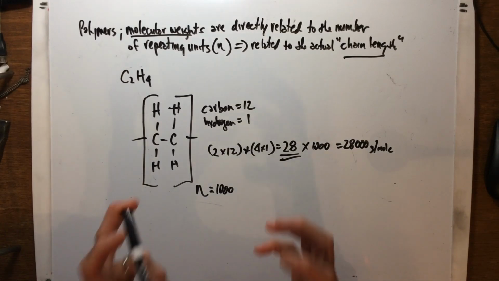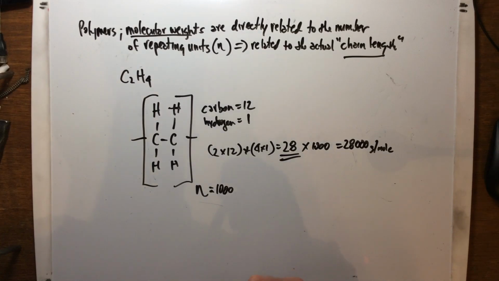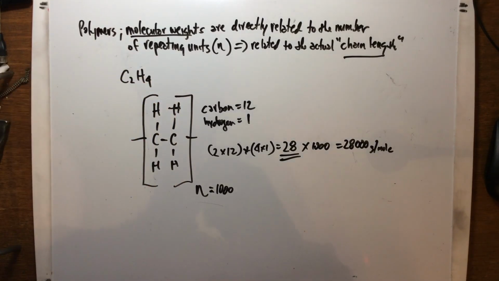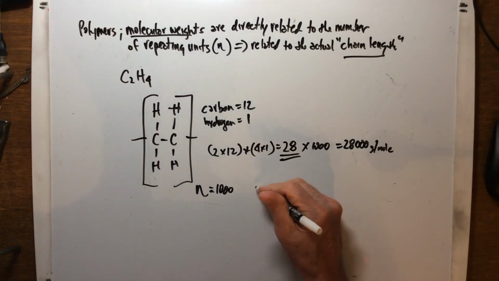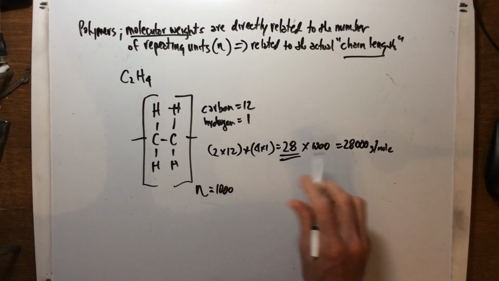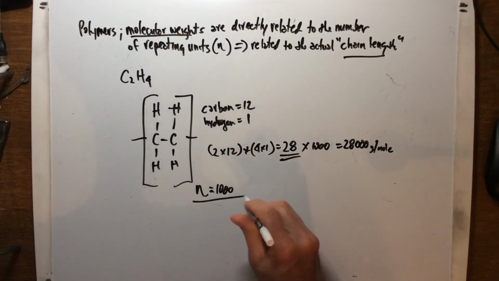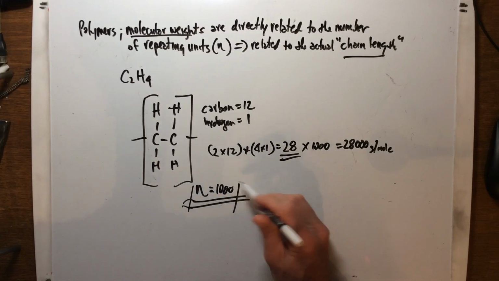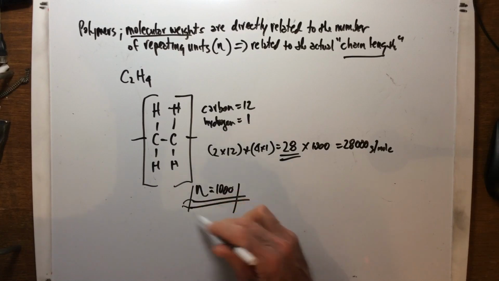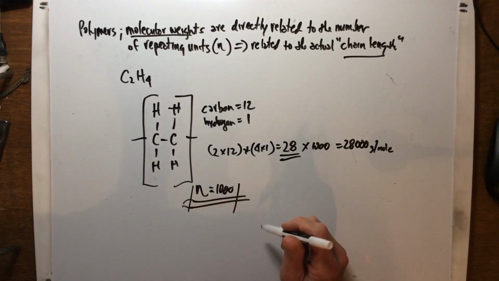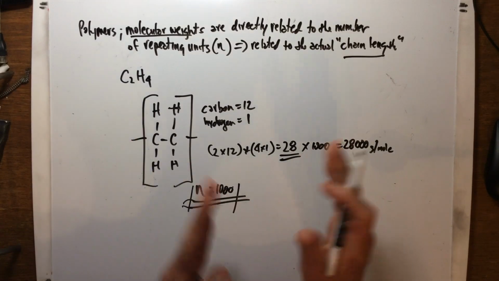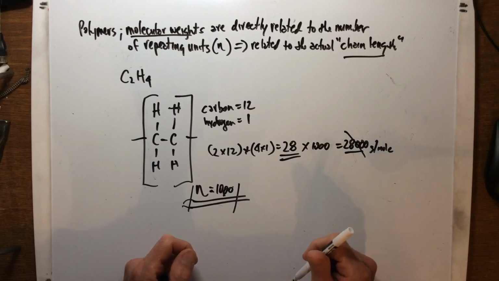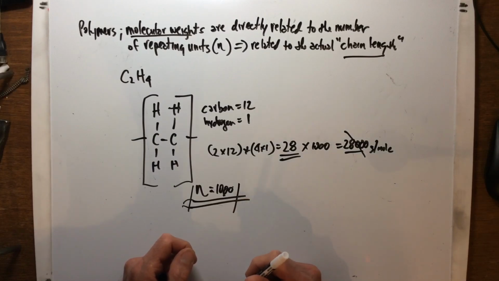If, and it's a big if, we lived in a perfect world, and of course we don't. Because of that, we have to do something. The fact of the matter is, it is impossible to exactly count the number of repeat units when you're producing these polymers. You can get a range, sort of, but you can't get an exact number. So this number cannot be an exact number.